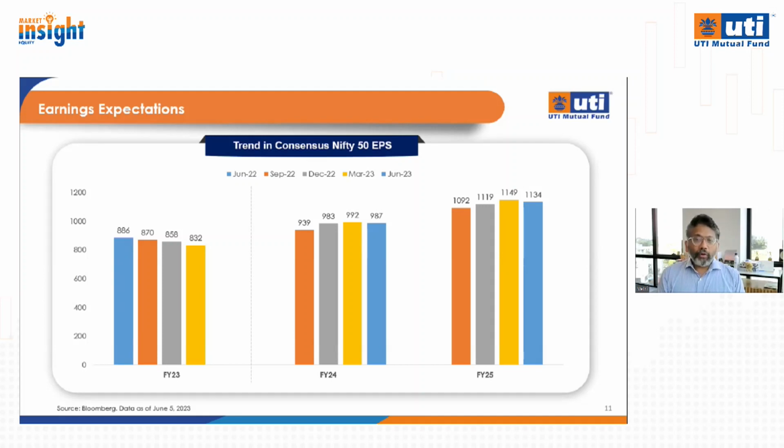For FY24, the four bars in the middle show you where the estimates were in September 22 and all the way up to the current bar, which is the blue bar, 987.